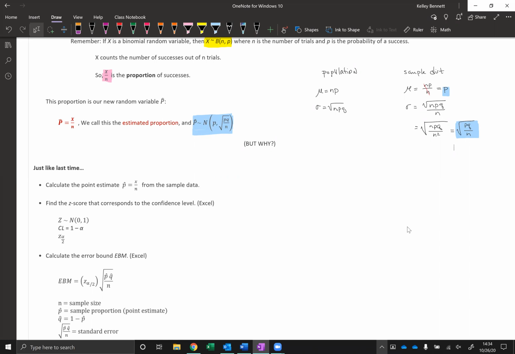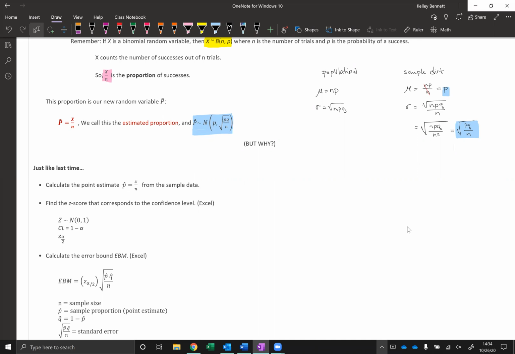Notice that in red, our random variable is capital P hat. We use capital letters for random variables and lowercase letters for actual data values. So here our point estimate is lowercase p hat equals lowercase x over n. x is the number of successes from our sample data, n is our sample size, and p hat is the proportion of our sample that answered yes to some question or in some way measures the proportion of success.